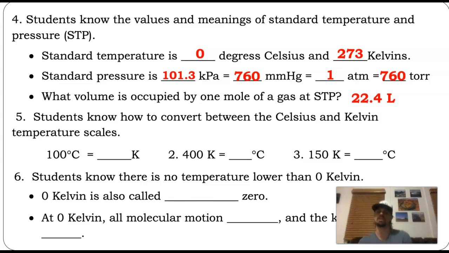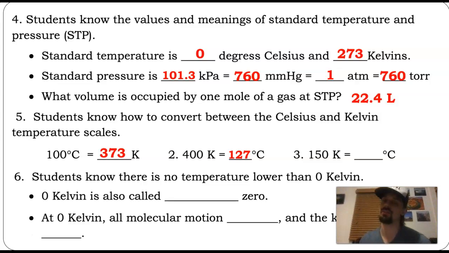You should also know how to convert between Celsius and Kelvin. Remember, if you're going to Kelvin, you always add. What is that magic number you always add? 273. So 100 plus 273 is 373. Now, if I'm going from Kelvin to Celsius, I subtract. 400 Kelvin minus 273 is 127 degrees Celsius. If I'm also going from Kelvin to Celsius, I subtract 273. 150 minus 273 equals negative 123 degrees Celsius.